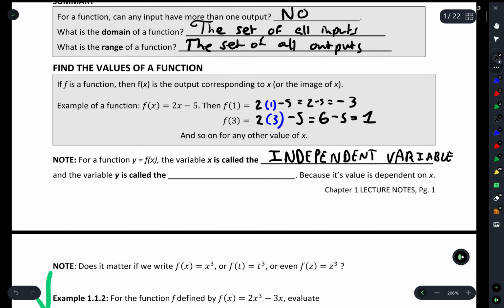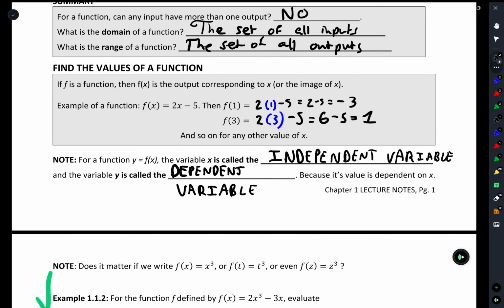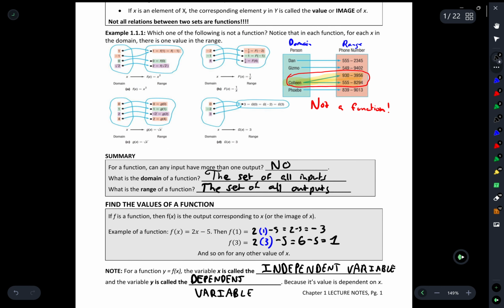If you're wondering why they have these names, it's because if you think about it, the x can essentially be whatever you want it to be, and so it's independent. And then y, the value of y, depends on what x value you plugged in. Alright, and that is it for this video.